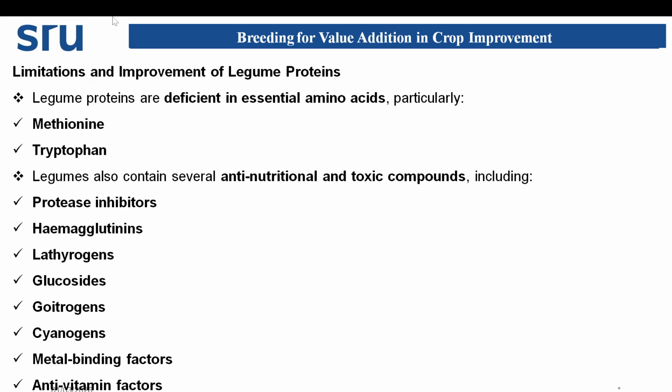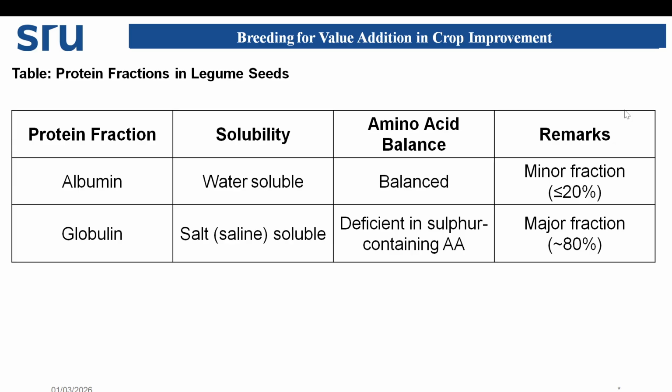Then limitations and improvement of legume proteins. Legume proteins are deficient in essential amino acids, particularly methionine and tryptophan. Legumes also contain several anti-nutritional and toxic compounds, including protease inhibitors, hemagglutinin, lathyrogens, glucosides, goitrogens, cyanogens, metal binding factors and antivitamin factors.